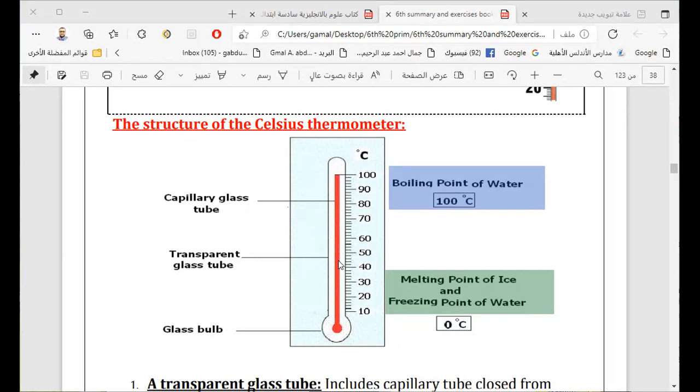The second difference is the use. The use of the medical thermometer is to measure the human body temperature. The use of the Celsius thermometer is to measure the liquid temperature. So I have said two differences.